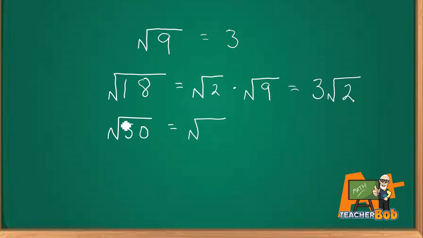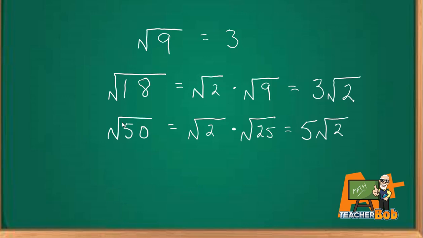So square root of 2 multiplying the square root of 25 gives us the square root of 50. And we can further break down the square root of 25 to 5. 5 times 5 is equal to 25. We can't do anything with the square root of 2. So the simplified form of the square root of 50 becomes 5 times the square root of 2.